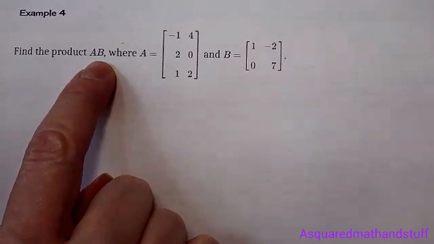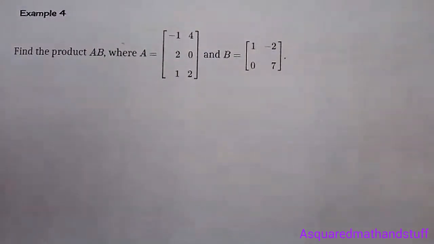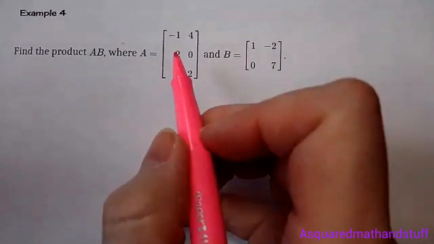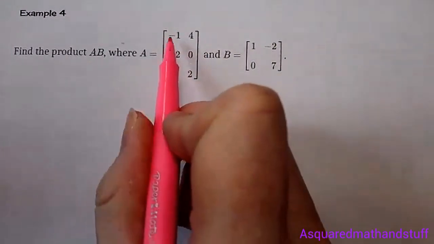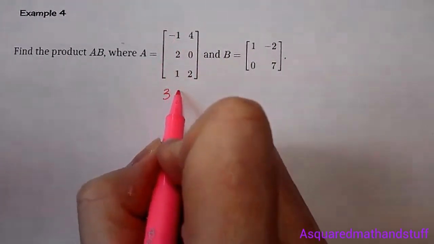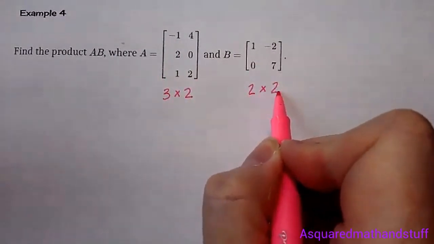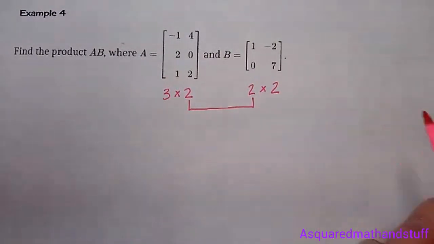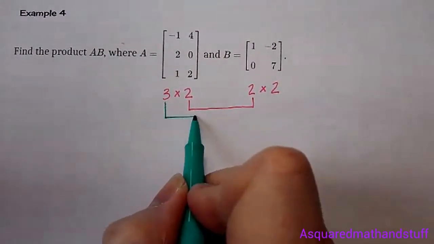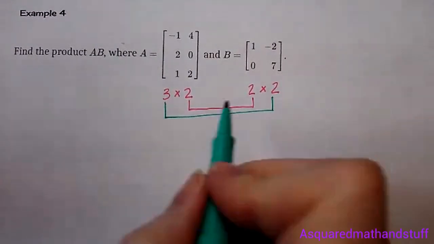So let's set up A times B, and we have to look at the dimensions of A times B. Matrix A is a 3 row, 2 column, so 3 by 2, and matrix B is a 2 by 2. Our inner numbers are the same, so we can multiply, and our resulting matrix will be a 3 by 2.